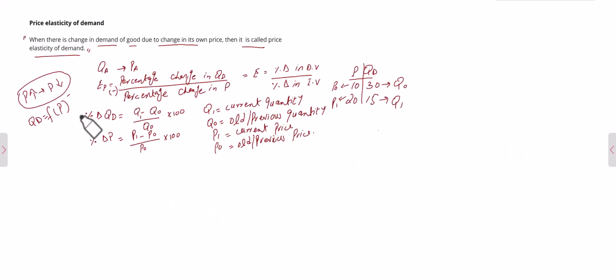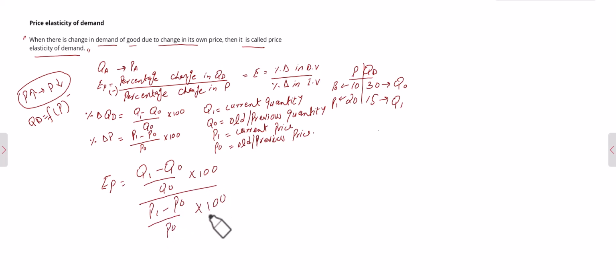We can further explain this formula and convert it into its simplest form. EP is equal to percentage change in quantity demand, which is Q1 minus Q naught divided by Q naught into 100, over P1 minus P naught divided by P naught into 100. So this 100 and this 100 will cancel out. So EP is equal to a negative sign for the negative relationship between demand and price.